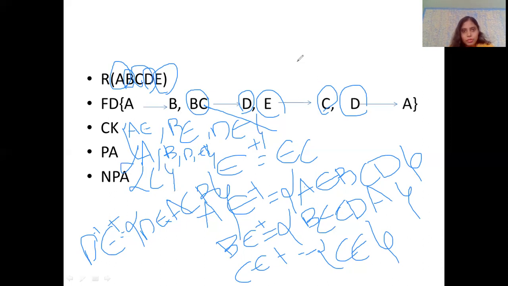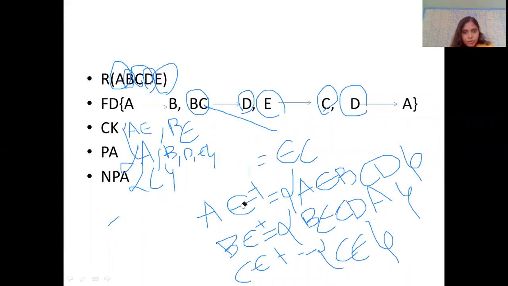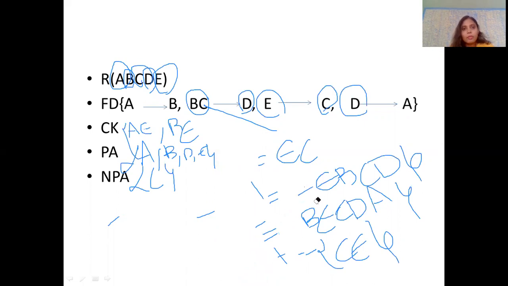So my prime attributes are A, B, D, E, and my non-prime attribute is C. So this is all about candidate keys, prime attributes and non-prime attributes.